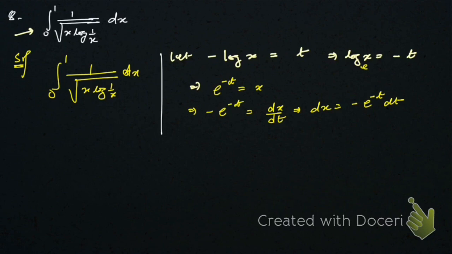That's what we will get, right? Now using these values in the given expression, before putting this value, let me simplify this expression. So this can be written as integration 0 to 1 x log of 1 by x whole to the power minus half, dx.